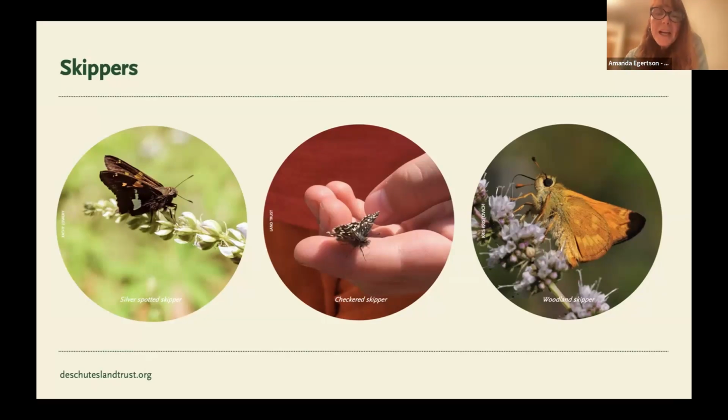The one in the middle, the checkered skipper, can be a pretty common garden visitor. Easy to spot, super fun, really dark colored with lots of little white spots all over it. And then you've got the woodland skipper. There are some other skippers that look pretty similar to this one. So this one can be a little bit tricky, but this is another common garden visitor.